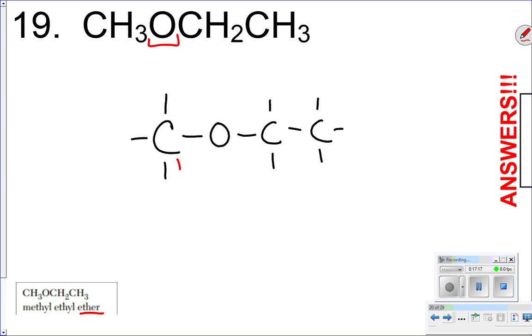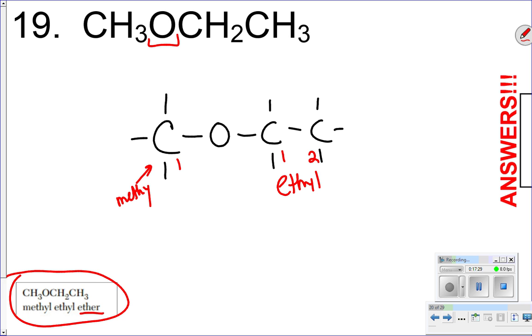I have 1 carbon on this side. I have 2 carbons on this side. This is actually just like my example down here, methyl ethyl ether. So that's my methyl, and that's my ethyl. And then ether, because of that guy right there.